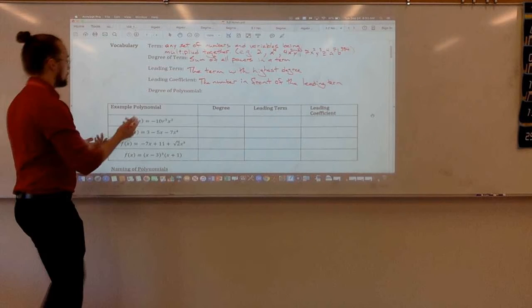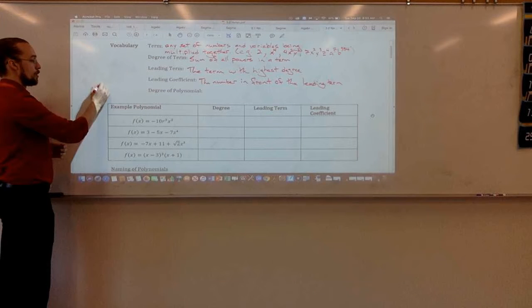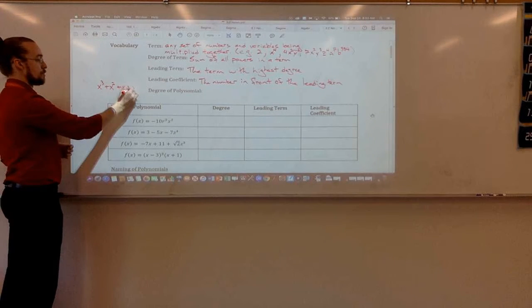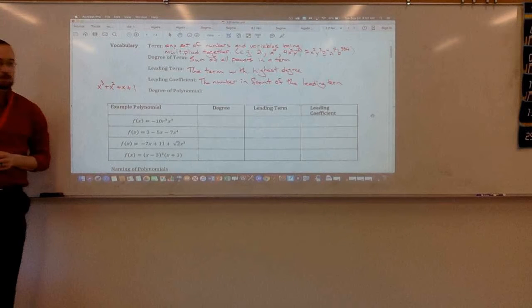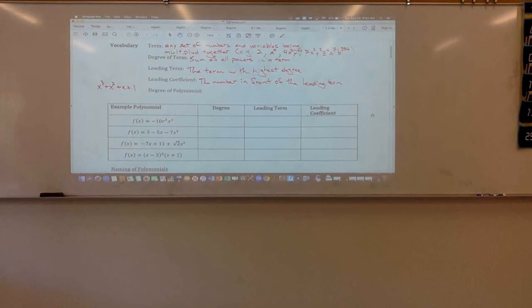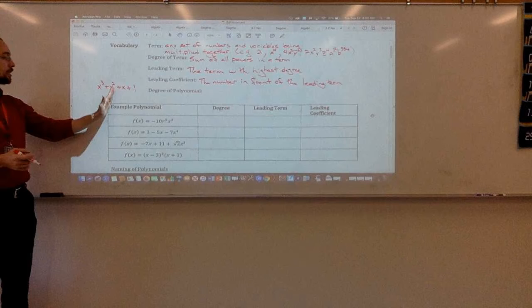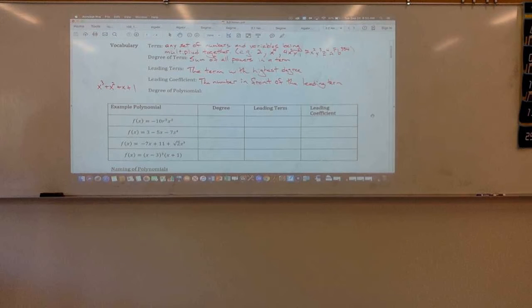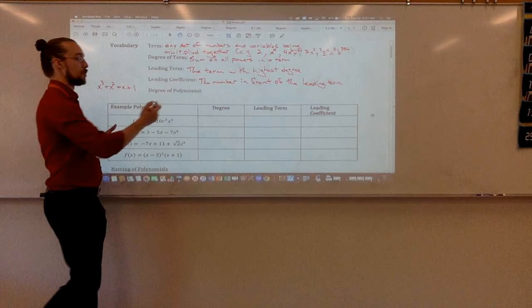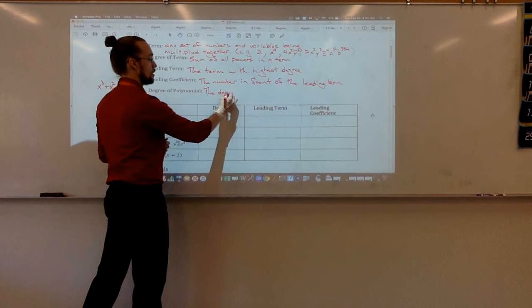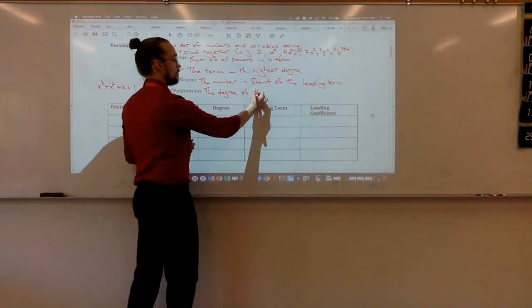And finally, what's the degree of a polynomial? So what if, let's look at something. If I give you, I don't know, x cubed plus x squared plus x plus 1, right? What's the degree of that polynomial? 3. Right? Sometimes you may be tempted to say the degree is 6, right? You would think, well, I need to add all the powers together. That's not the case. The degree of a polynomial is just the degree of the leading term.